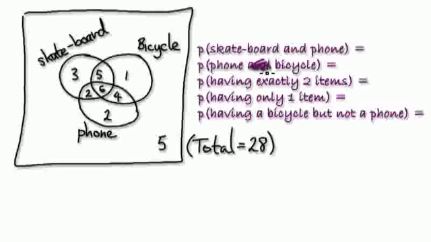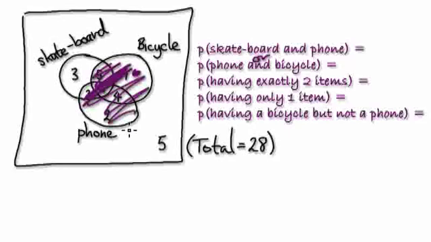Okay, and if we change this to an or, what is the probability of a phone or a bicycle? Well, a phone or a bicycle would be all these here. You've got to add up everything here, because anyone from here would have a bicycle or a phone. So if this were an or, then it would be the whole thing here.